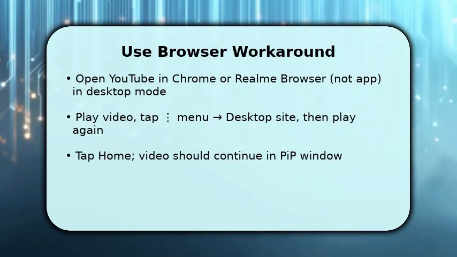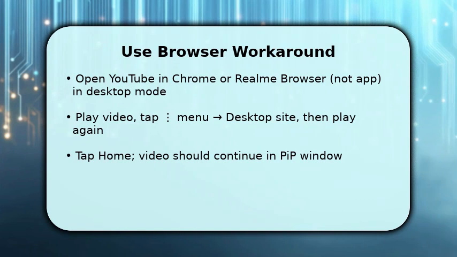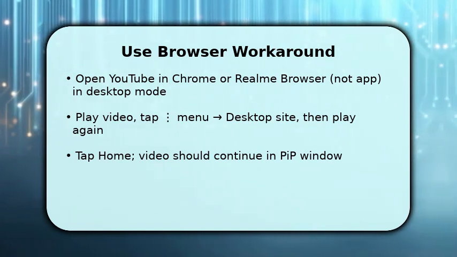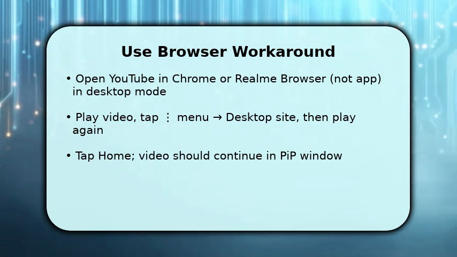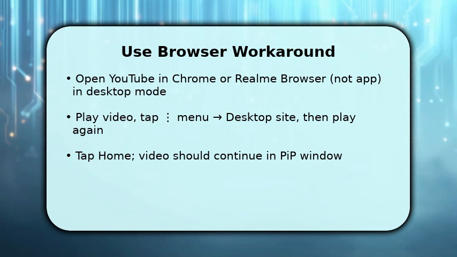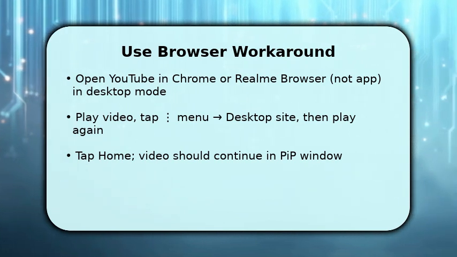You'll use the browser workaround since YouTube app PiP may be restricted. Open YouTube in Chrome or Realme browser, switch to desktop site from the browser menu so the page behaves like on a PC, then start the video. You might need to tap play again after switching to desktop mode.